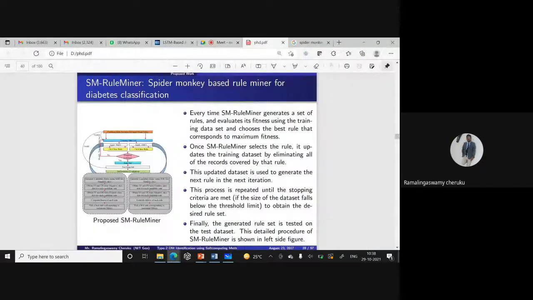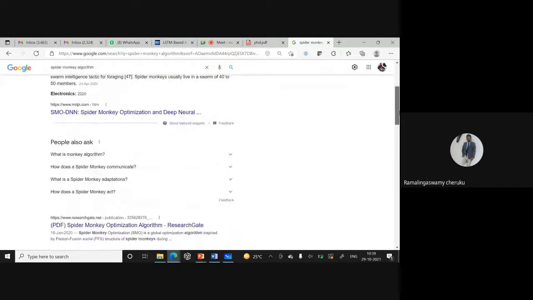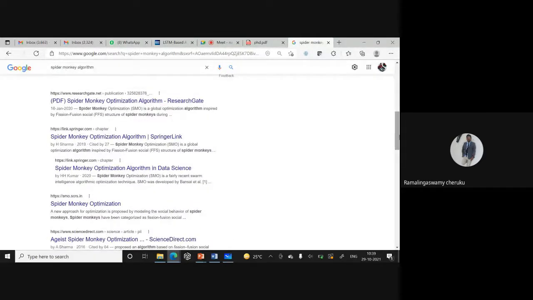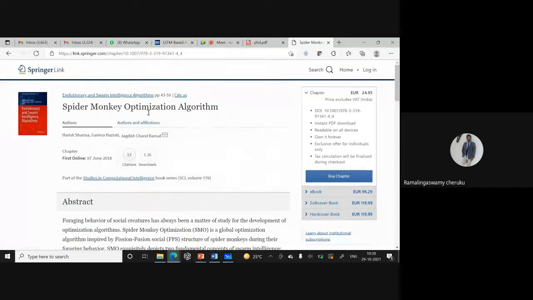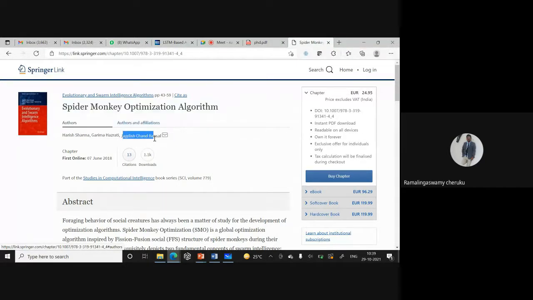Yes. So let us study how we can make use of the spider monkey. You can find the base paper here. Yes, J.C. Bansal is the name. This is the base paper for the spider monkey optimization algorithm, proposed by these three authors. J.C. Bansal is an Indian author. And this is a base paper related to my topic: how we can make use of the spider monkey algorithm for rule mining.